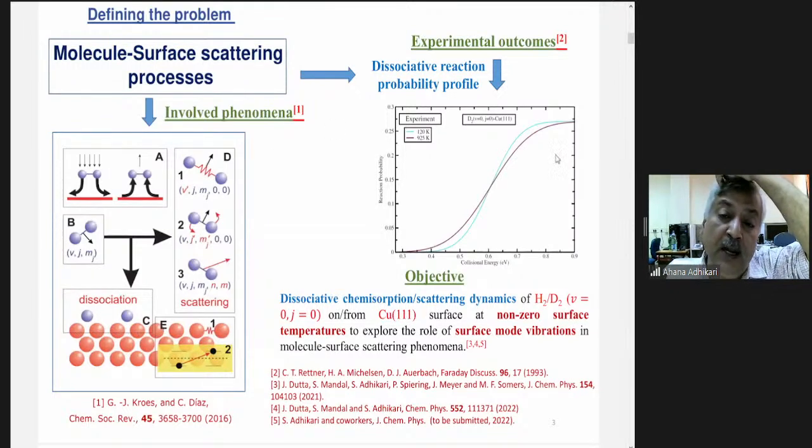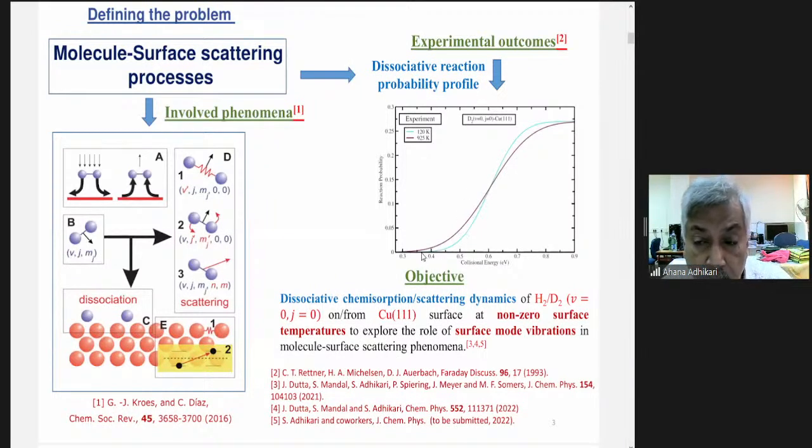Now, what is the experimental outcome? The experimental outcome is the dissociative reaction probability profile. You can see the magenta curve, that is 925 Kelvin, the experiment. And the experiment gives reaction probability as a function of collisional energy. What is the collisional energy? You give some kinetic energy to the H2 molecule or D2 molecule. With that kinetic energy, it comes and hits the surface. And the molecule itself you are keeping, let's say, at V equal to 0 and J equal to 0.